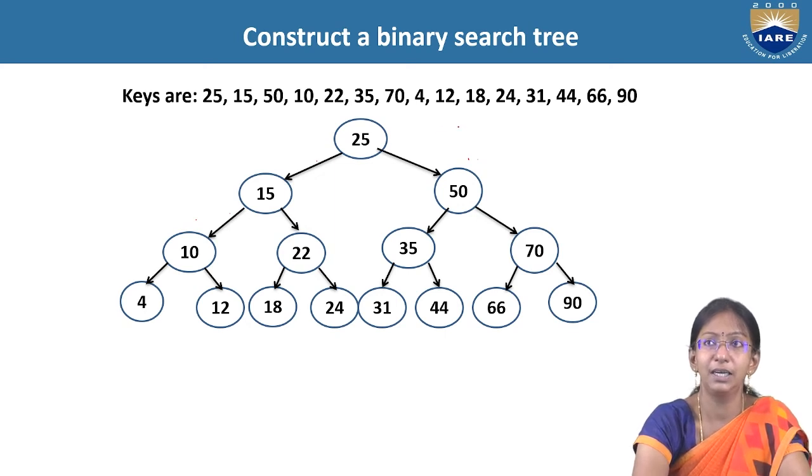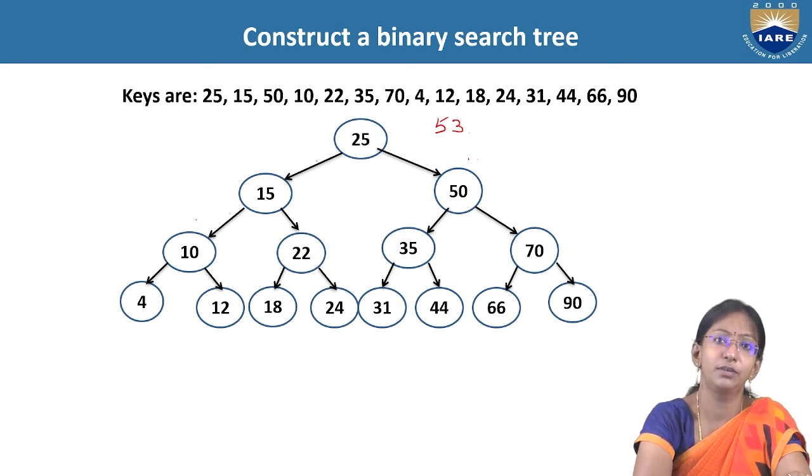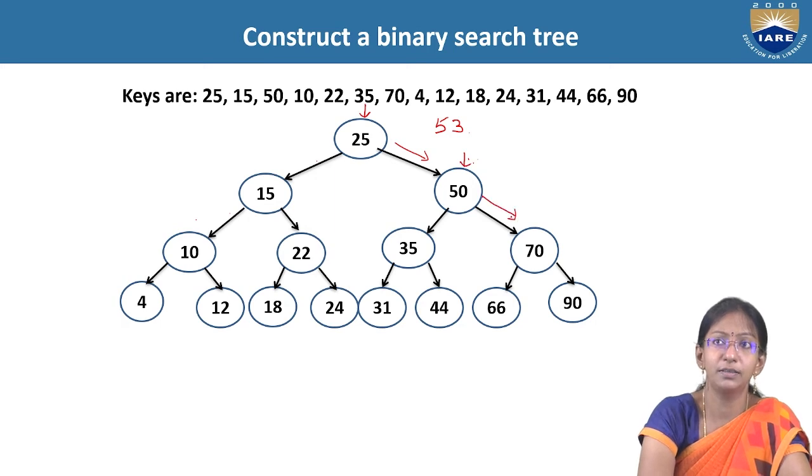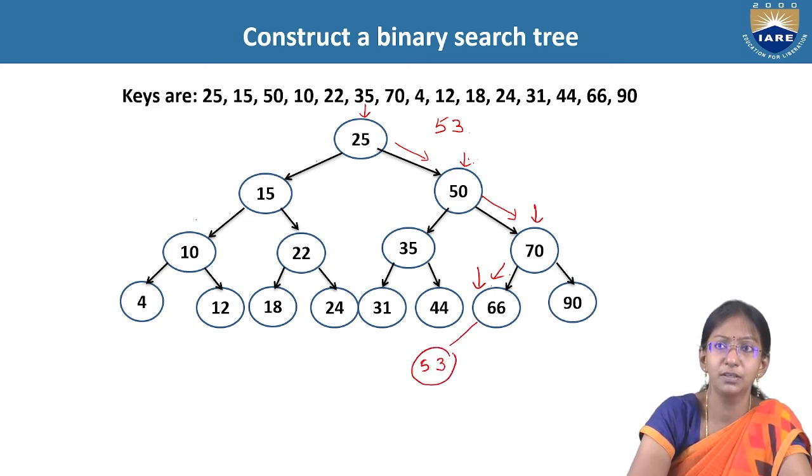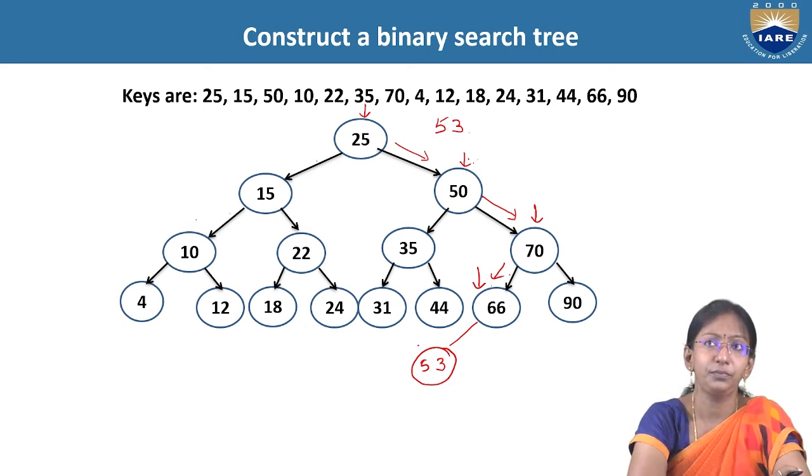Let me take a random example, 53. Where are you going to insert it? Compare it with 25: greater, so go to the right side. Compare it with 50: still greater, go to the right side. Compare it with 70: it is lesser, go to the left-hand side. Compare it with 66: lesser. So 53 settles as the left child of 66. Am I right? In this way you can extend it to any length.